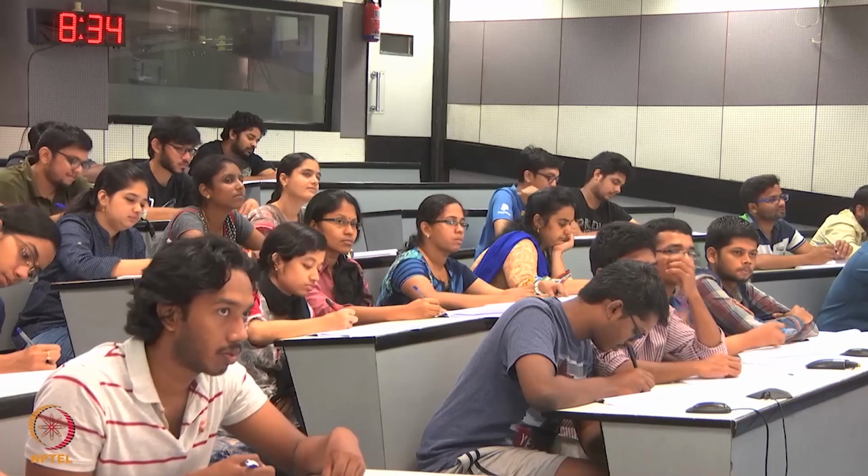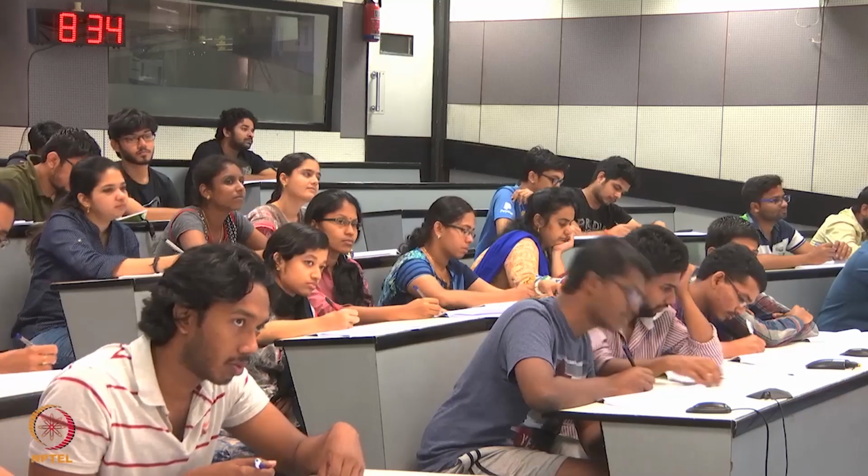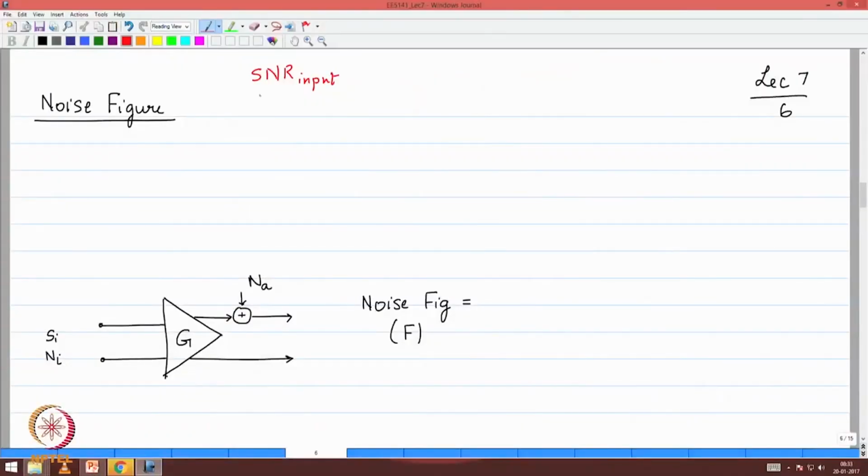So basically it is SNR at input. Let me just write it in short form, SNR input by SNR output. Now if this number is greater than 1, that automatically tells you that the output SNR is less than input SNR. So in other words, somehow your receiver has added to the noise that is already present in the system.